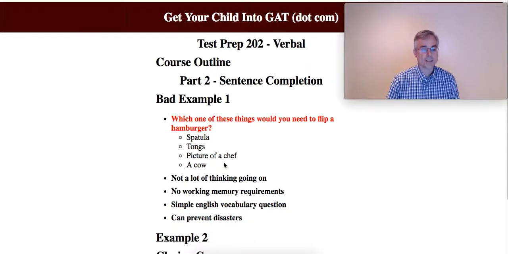Okay, so why is this a bad example? Well, there's not a lot of thinking going on. In fact, it's almost one step, and it's almost a vocabulary quiz. There's no working memory requirement, or very little. Simple English vocabulary questions, as I mentioned. However, practicing a question like this can prevent disasters when you find out that your child has their own idea about how they want to take the test. Let's look at a better example.